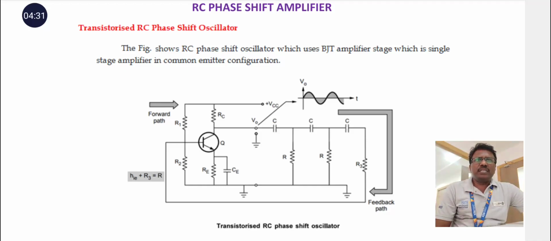So why 3 RC sections? One RC network cannot provide 180 degree phase shift while maintaining stable oscillations. Therefore, 3 RC sections are connected. Each contributes approximately 60 degrees.